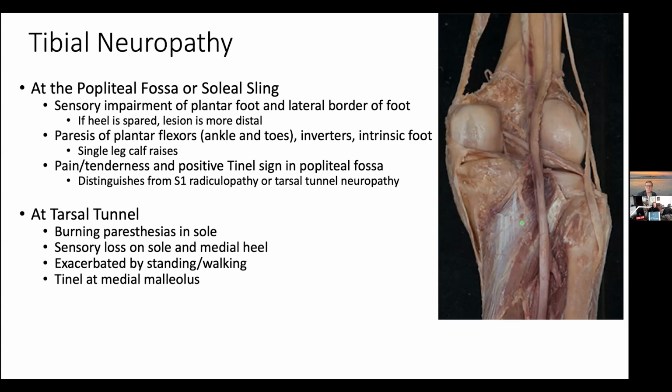But again, if you're seeing atrophy of the gastrocnemius at all, I mean, that's suggestive of an entrapment or radiculopathy or something more proximal than the soleal sling. You're talking about maybe in the popliteal fossa, maybe all the way up at the piriformis muscle.